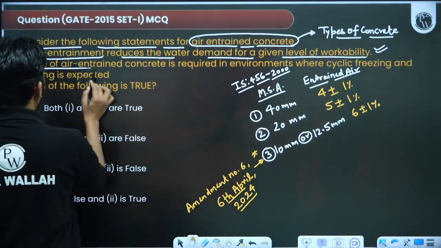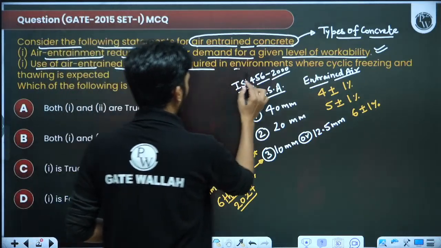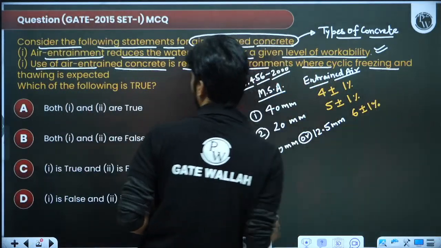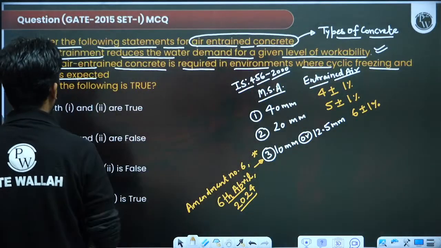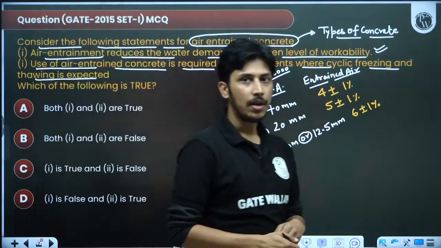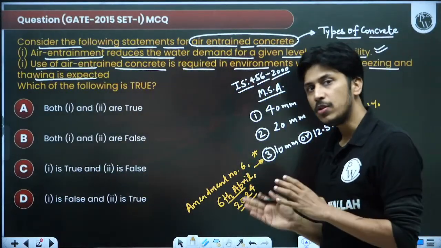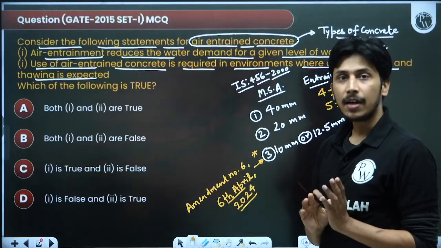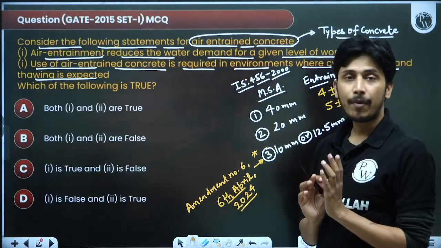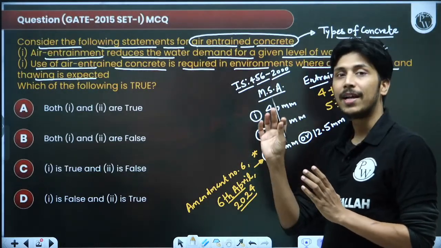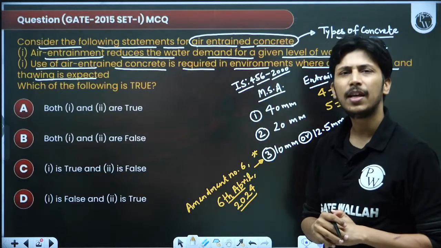The use of air-entrained concrete is required in an environment where cyclic freezing and thawing is expected. Now, what is the freezing point of water? The freezing point of water is 0 degree centigrade. So if anything is below 0 degree centigrade, air will be needed. Why will air be needed? Because water will go inside the air pockets.